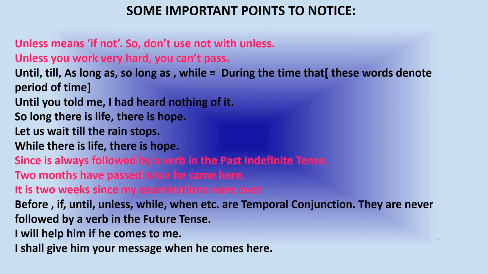We have not used will with this. Means if you say, I will help him if he will come to me, that is wrong. The correct one is, I will help him if he comes to me. The same way, if you say I shall give him your message when he will come here, that is wrong. The correct one is I shall give him your message when he comes here.